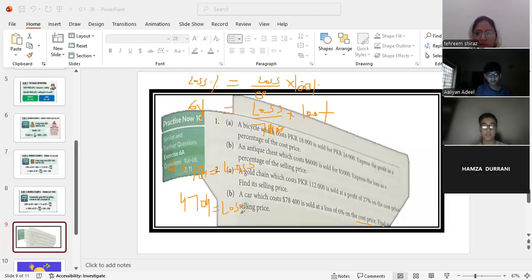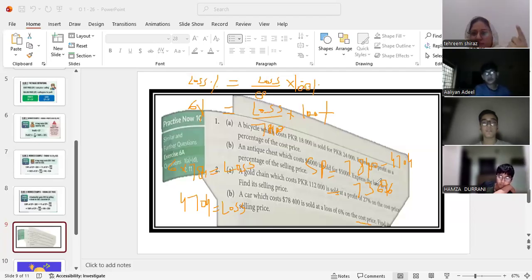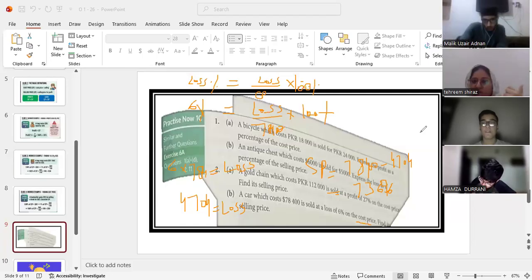Now we have to calculate the sales price, and sales price is equal to 78,400 minus 4704, and the answer is 73696. I hope this will also be clear to you. If you feel any difficulty, you can just raise your hands. We just need to know the three formulas: profit percent, loss percent, how to calculate the sales price, how to calculate the profit simply, and how to calculate the cost price. Yes, Uzair?